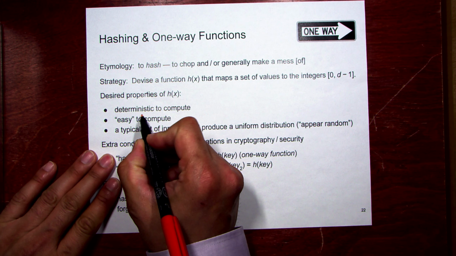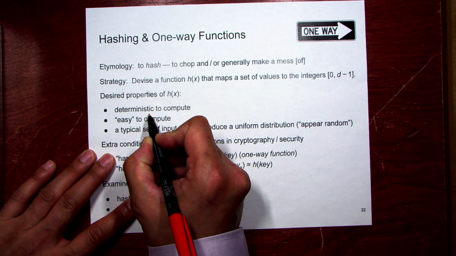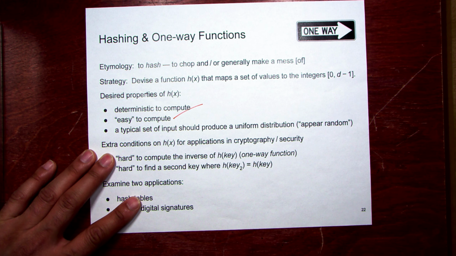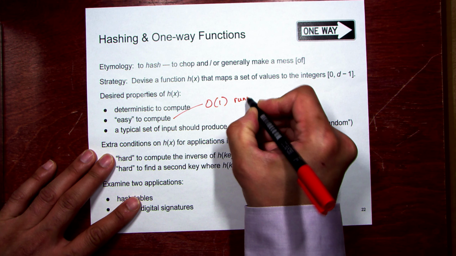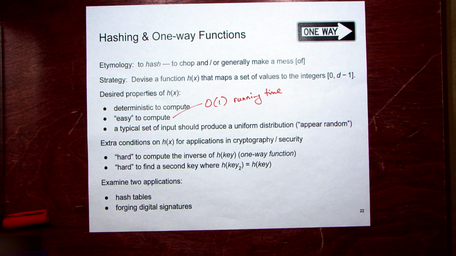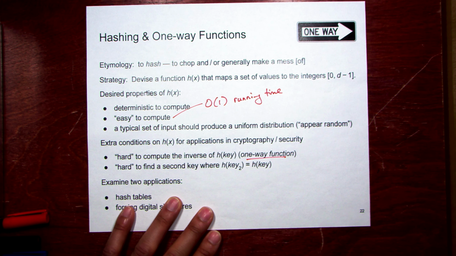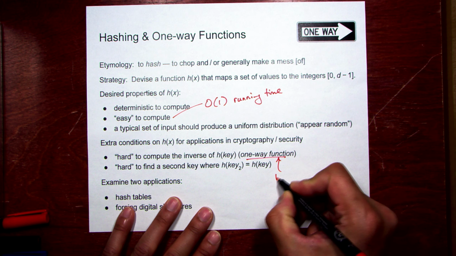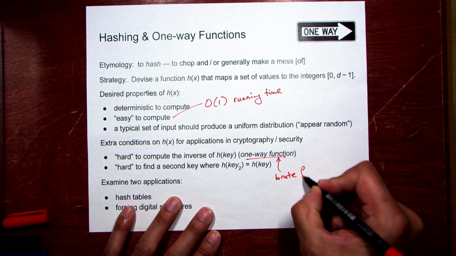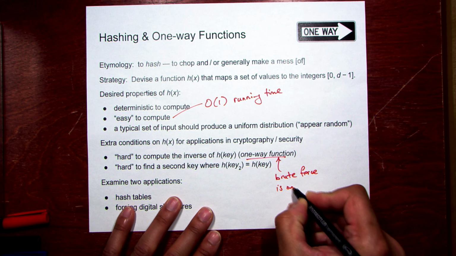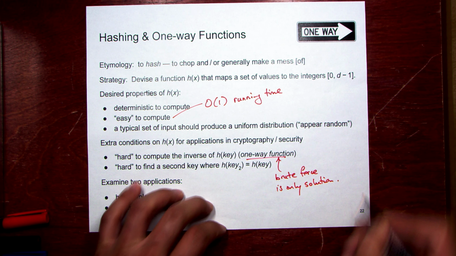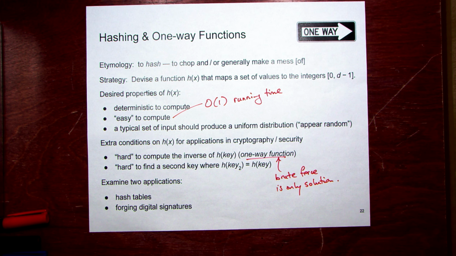Okay, it's got to be deterministic. It can't have a random generator call in it because it has to be repeatable. It's easy to compute. It has a constant running time. And if you want it to be cryptographically secure, it can't be invertible. This is the one-way function characteristic: the brute force solution is the only viable solution. You can't glean something from the way the mathematics works in the function to figure out where it came from.